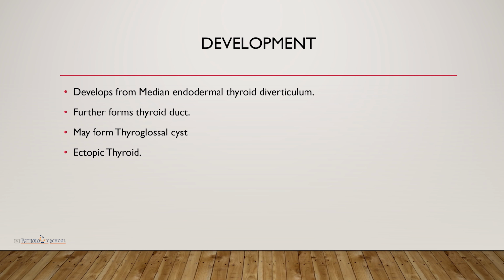The thyroid gland develops from the medial endodermal thyroid diverticulum, which grows down in the front of the neck from the floor of the primitive pharynx. The lower end of the diverticulum enlarges to form the thyroid gland. The rest remains narrow to form the thyroglossal duct.